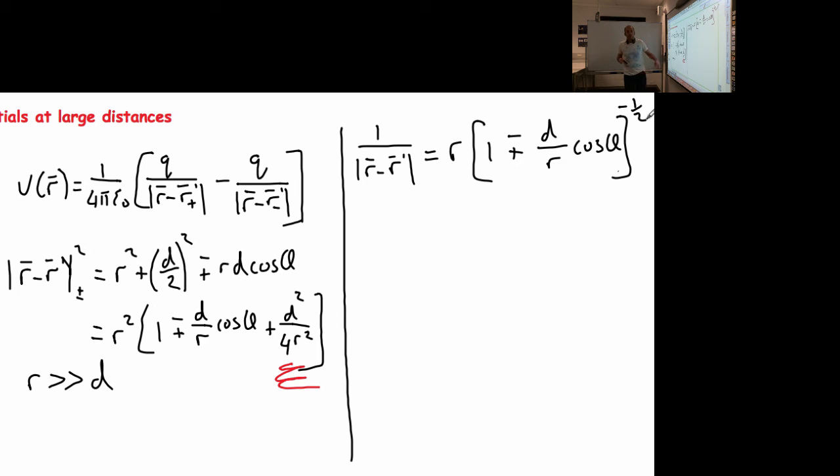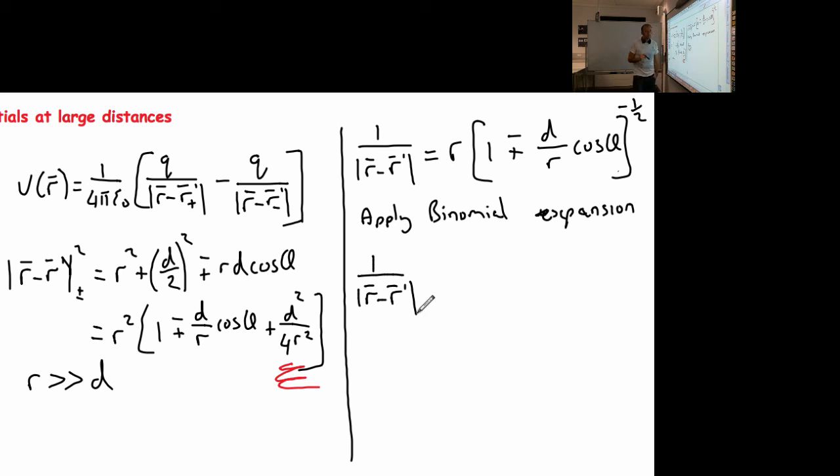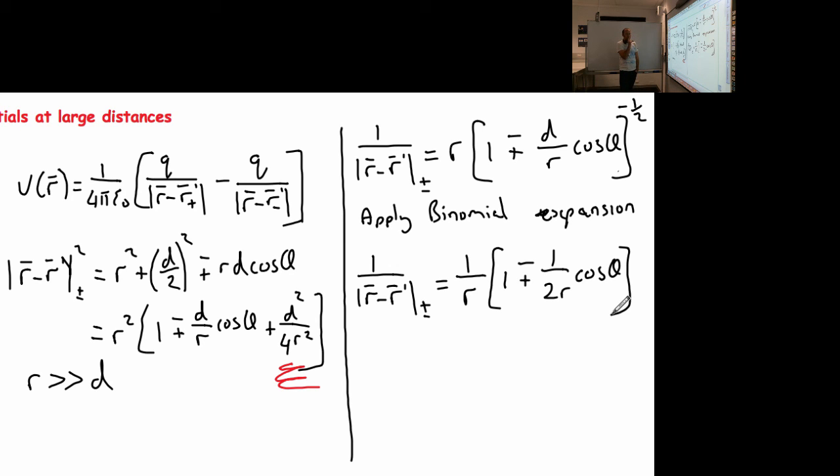Now we can use a binomial expansion. If we apply the binomial expansion to this, the plus or the minus term will be equal to 1 divided by r times 1 minus or plus d over 2r cos theta.